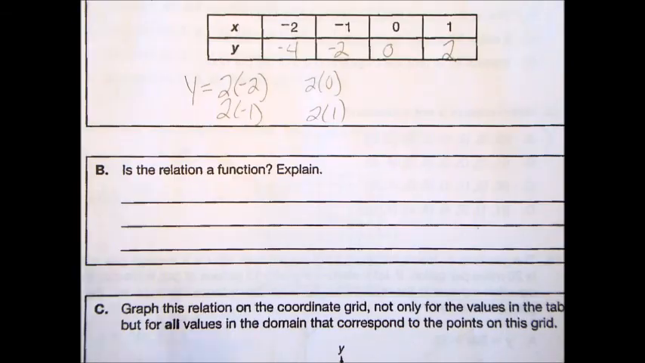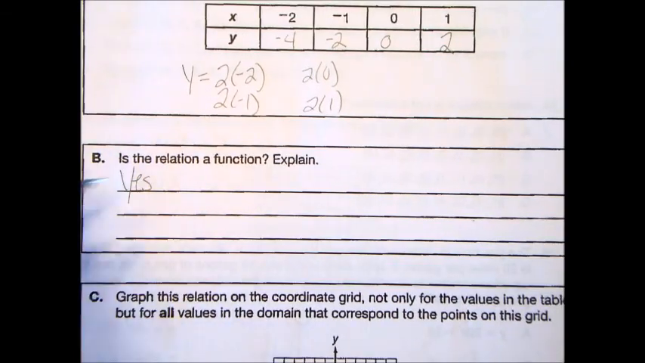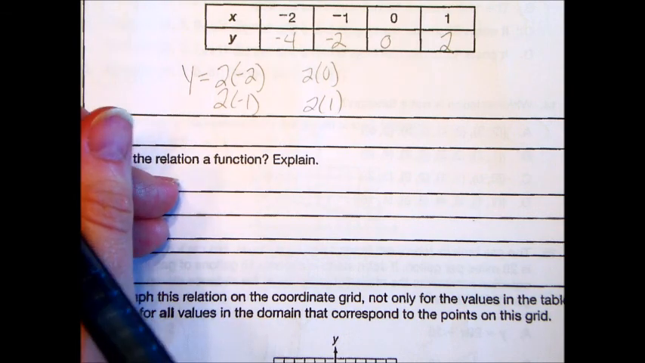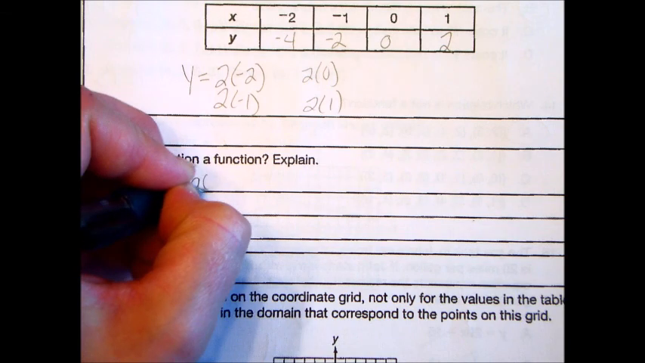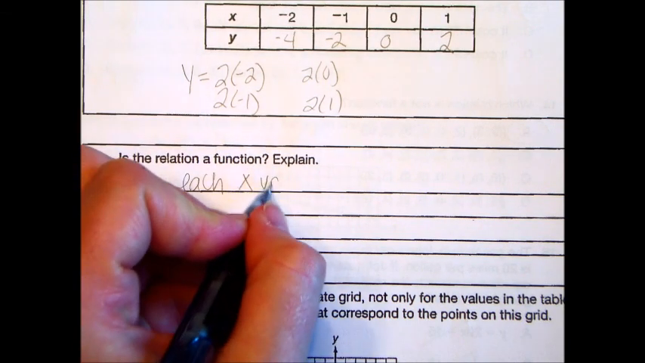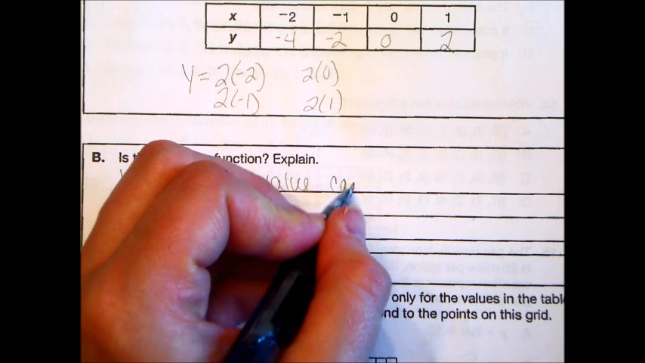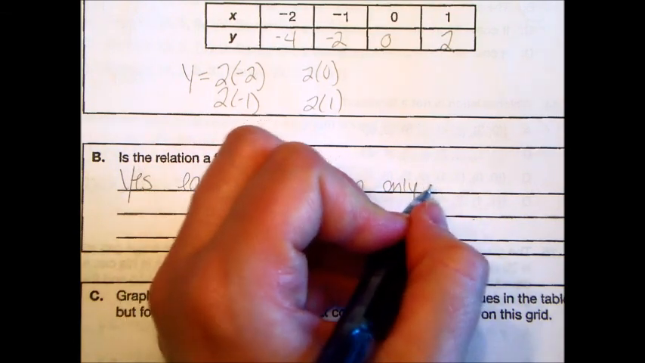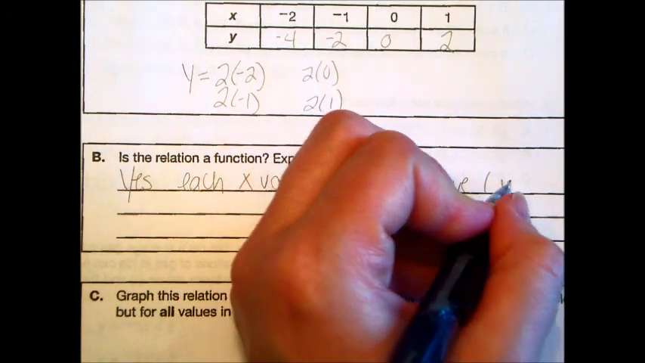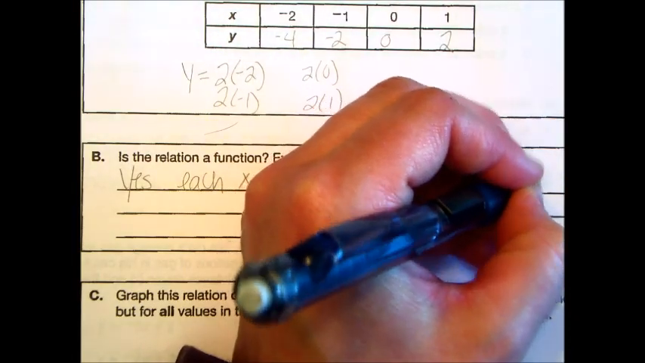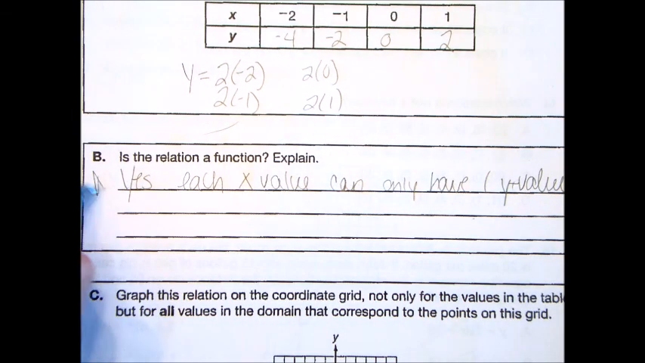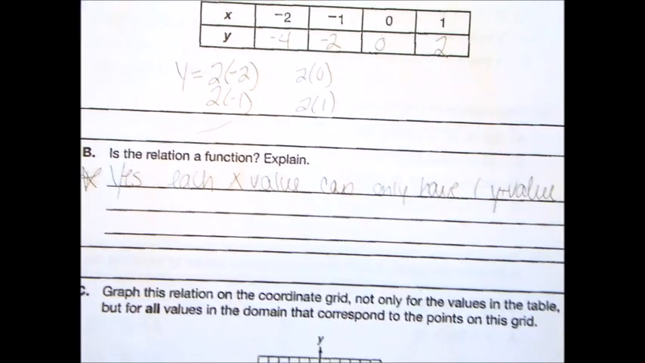Is this a function? Yes, it is. I know it passed the vertical line test, but that's not the explanation they're looking for. I use the dumbed down definition when I say x's can't repeat. The real definition is this: each x value can only have one y value. That is what they really want you to say. So memorize that. Yes, each x value can have only one y value.